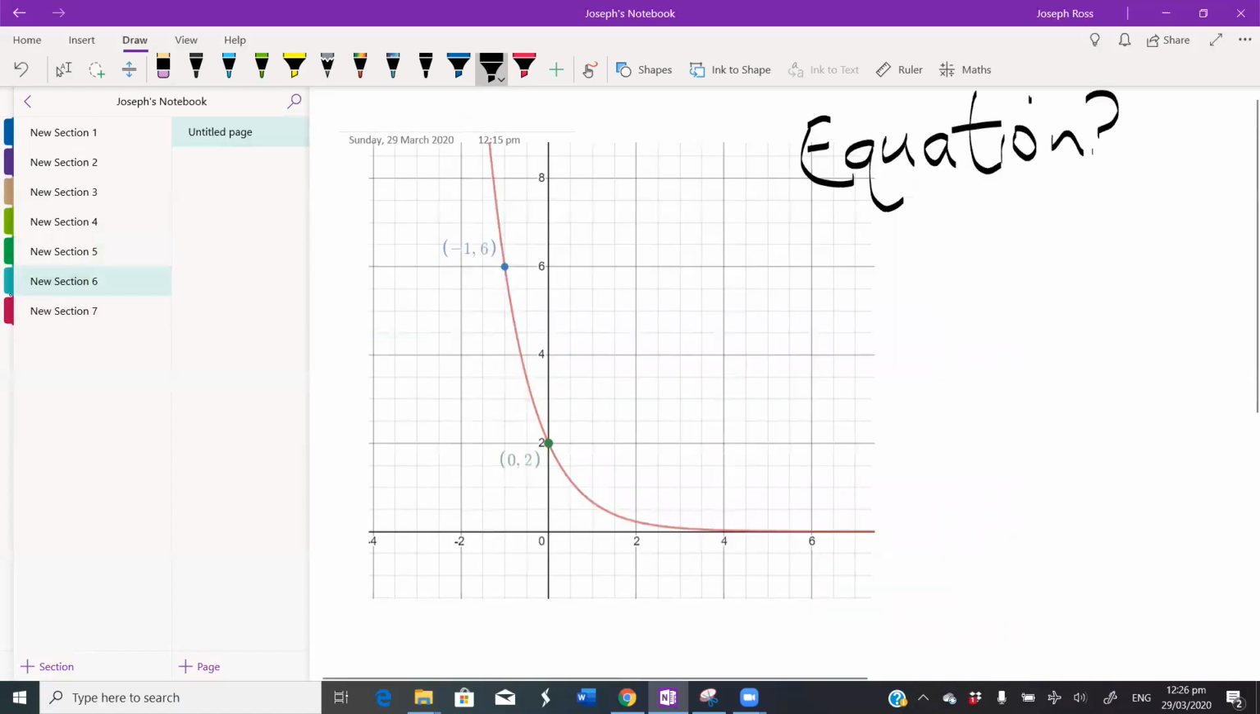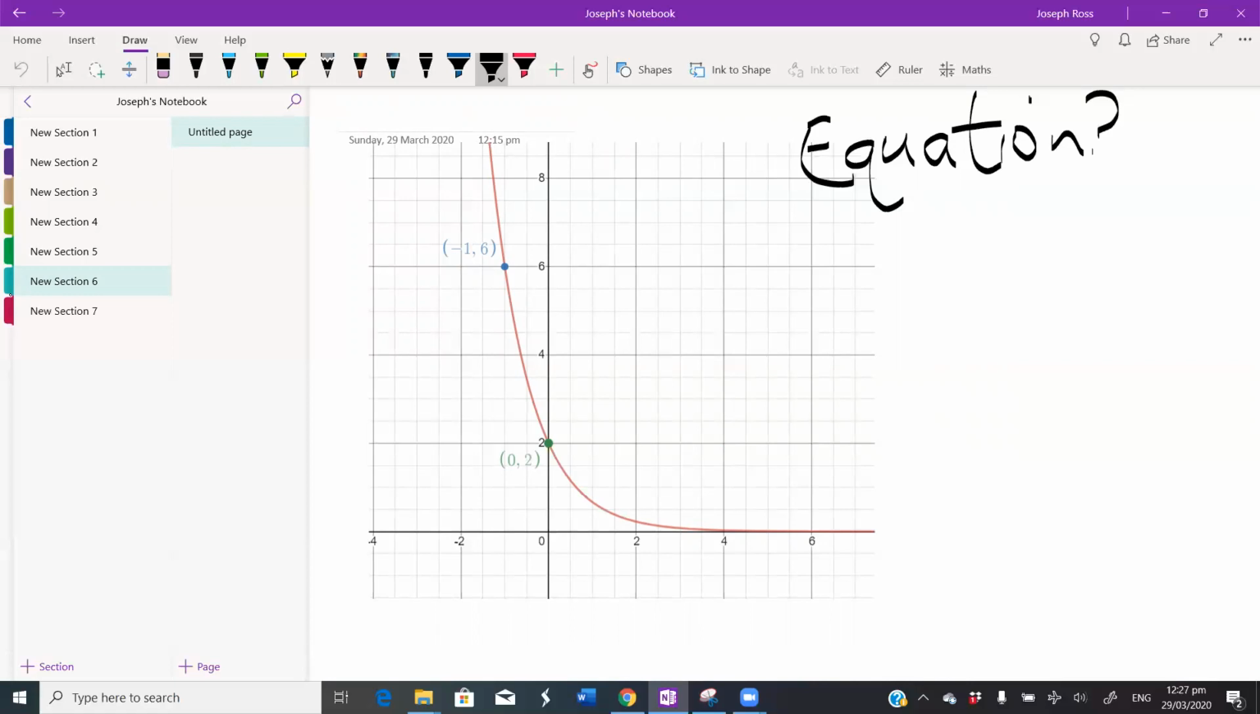So here we have the graph of some function. We know it's exponential, and because it's decreasing exponentially but still above the x-axis, we can tell that a is going to be positive but k is going to be negative here. This is a typical kind of question. We have 2 points that the graph goes through, and we need to find what the equation of the graph is. In other words, find the values of a and k.